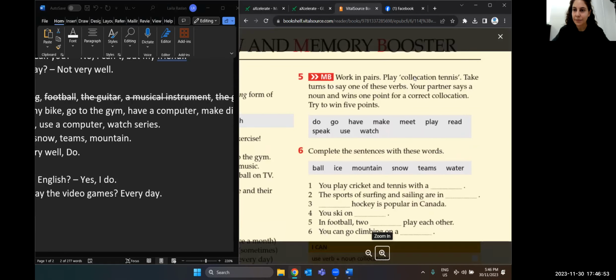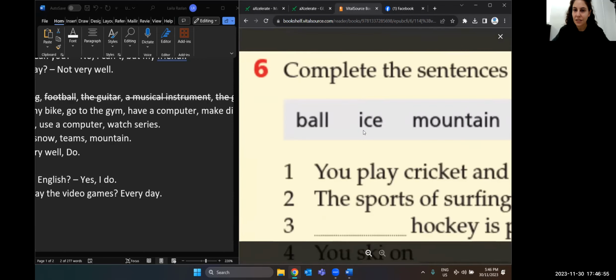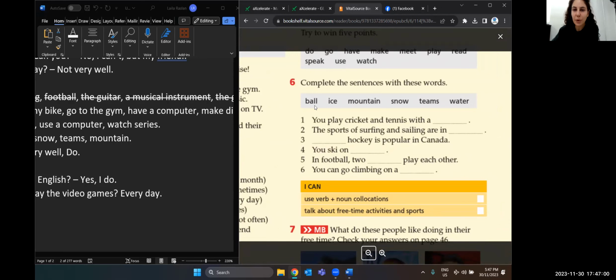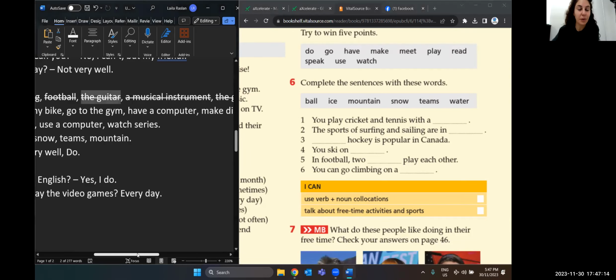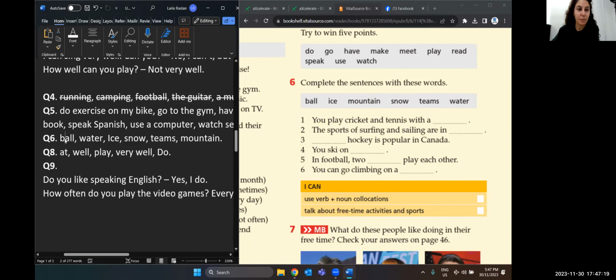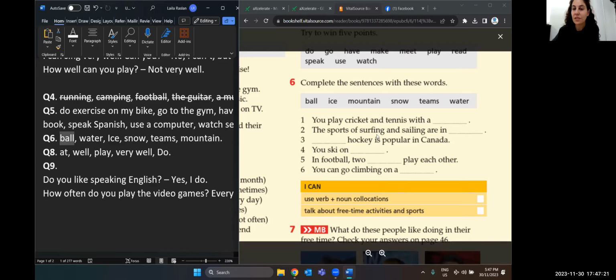Okay. Let's go to number six. We've got to put these activities into the sentence. So we've got ball, ice, mountain, snow, teams, and water. You play cricket and tennis with a ball. Sorry, these are nouns. The sports of surfing and sailing are in water.